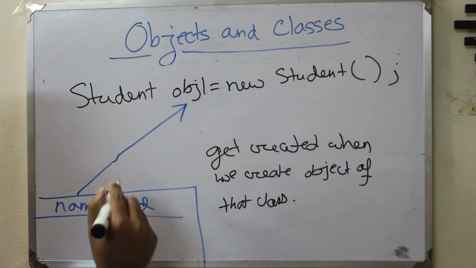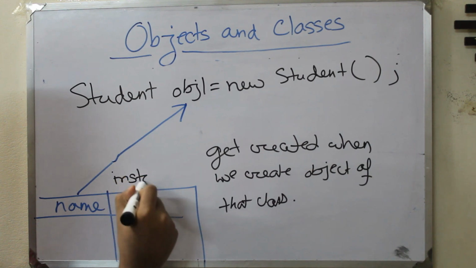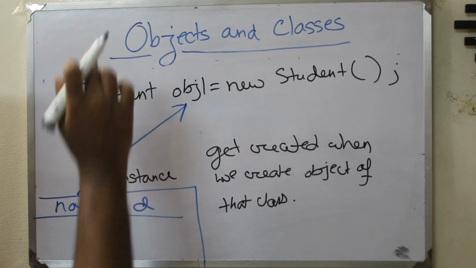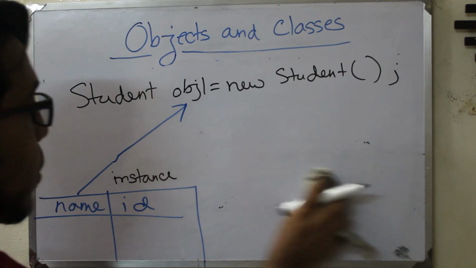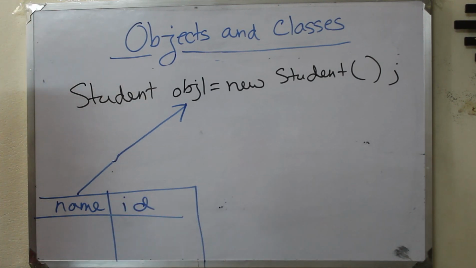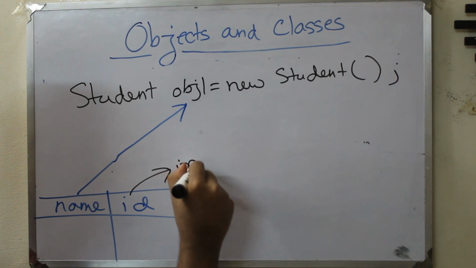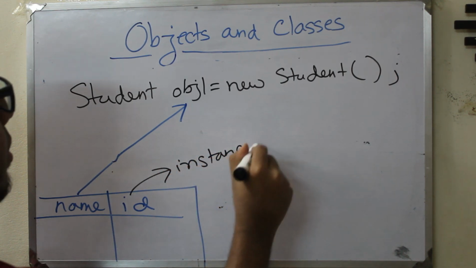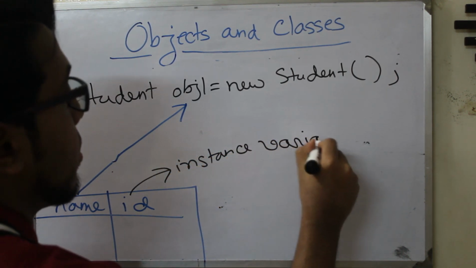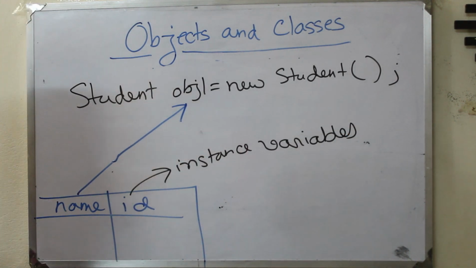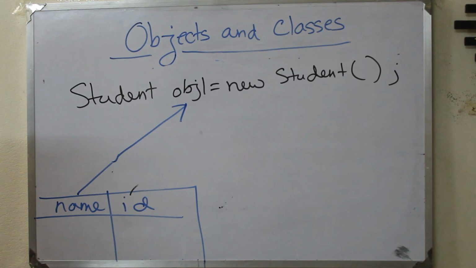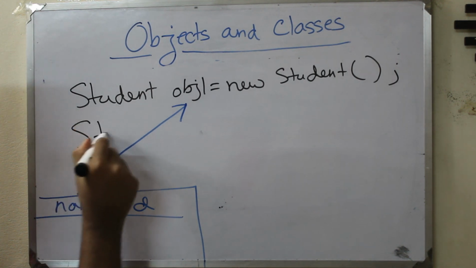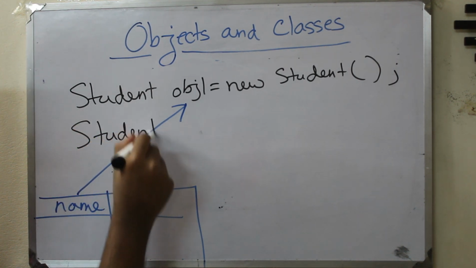Because this is an instance of the student class, these variables are also called instance variables. So this was not my main focus. I just wanted to let you know about it. I'm going to create another object of type student.